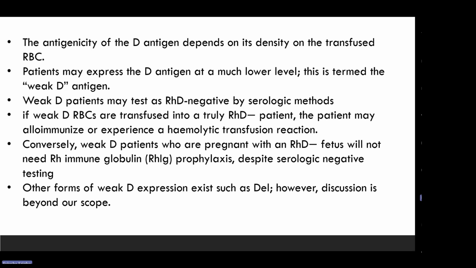Okay. Weak D patients may test as rhesus D negative by serologic method, although if weak D red blood cells are transfused into a truly D negative patient, the patient may alloimmunize or experience a hemolytic transfusion reaction. So it is very, very critical that during the process of blood grouping or cross-matching, any rhesus D negative blood must be confirmed to be truly rhesus D negative, and not that the patient is weak rhesus D, reacting weakly.